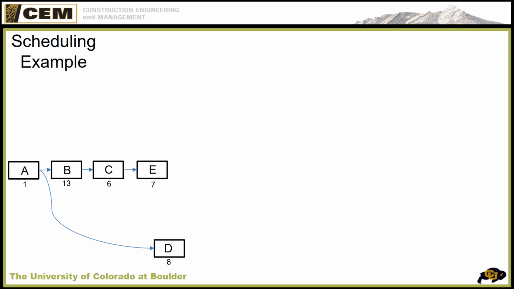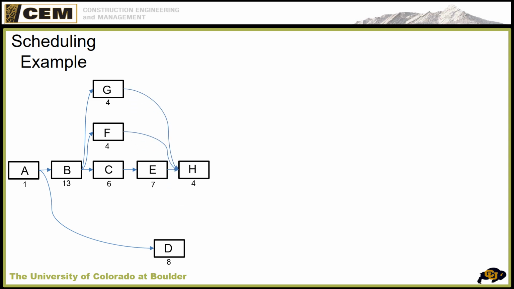Okay, E can't happen until C is complete. F can't happen until B is complete, so we're starting to get jumbled up here a little bit. G can't happen until B is complete. So this was our stub in plumbing and stub in electrical. And this was the example we just talked about, where H, placing or curing the concrete, can't happen until E, F, and G are complete.